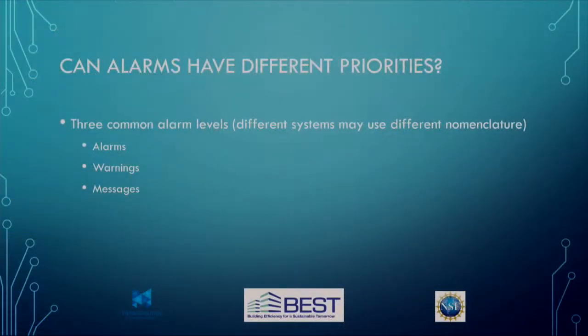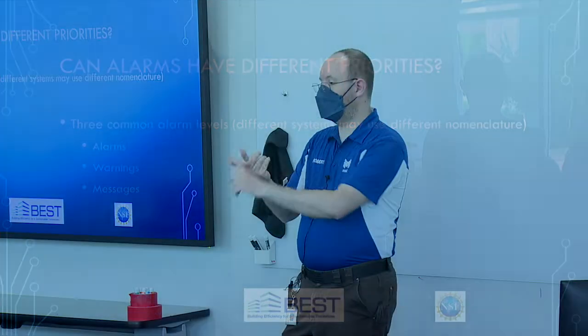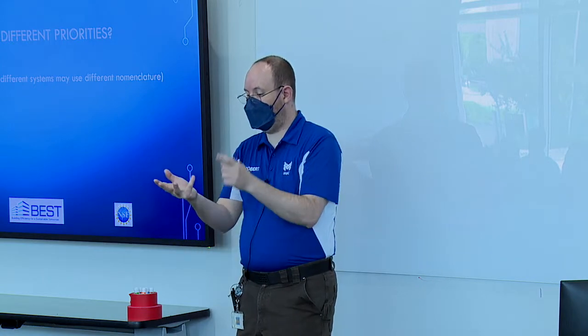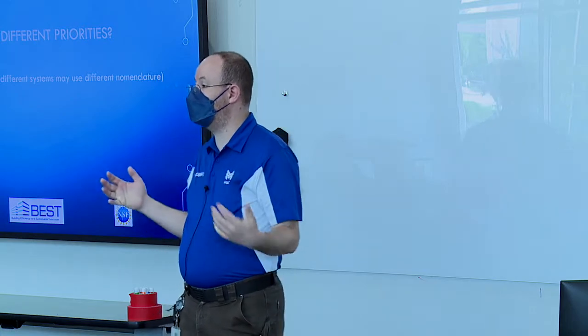Most systems have the ability to set different priorities to alarms. Not all systems, most. Commonly, we're going to have alarms. Everybody has alarms. These are things that need attention now. This is the chilled water pump failed. This is the boiler failed. The air handler fan failed. This is stuff we need to fix. We need to go and investigate it as soon as possible.